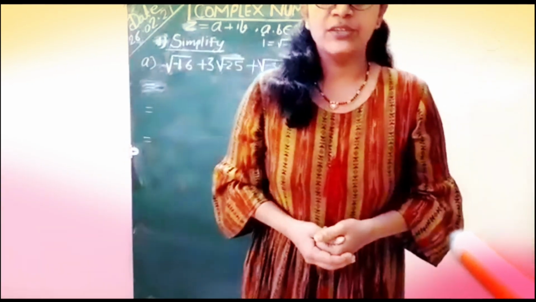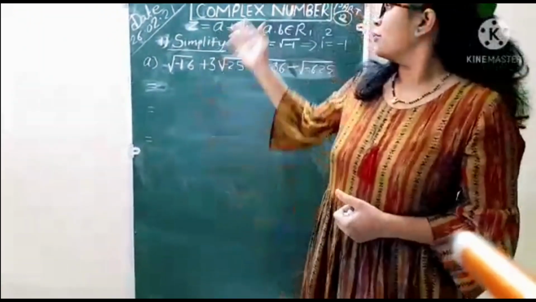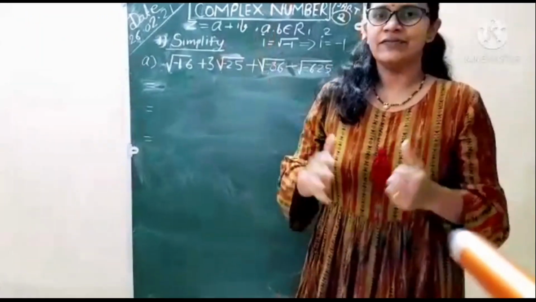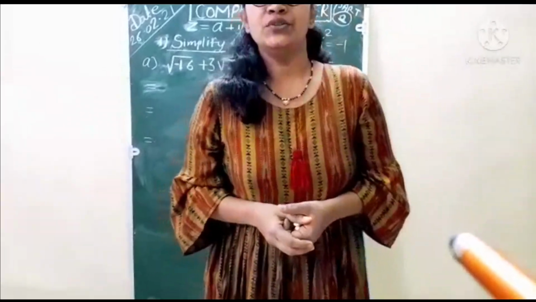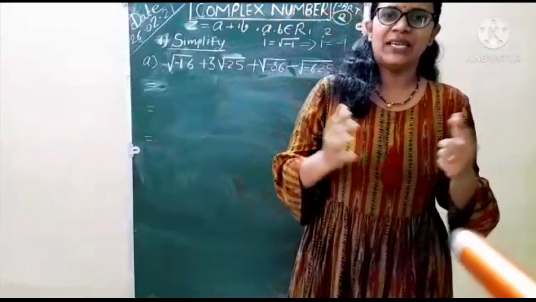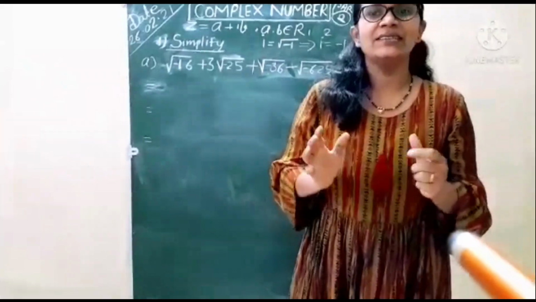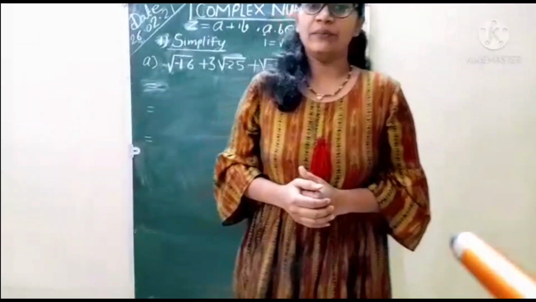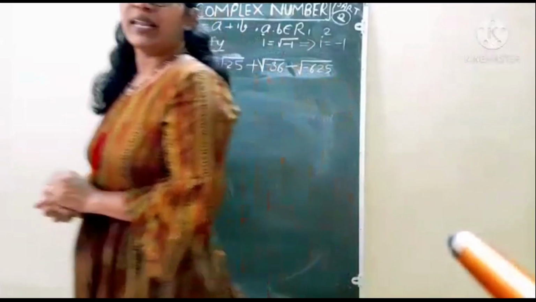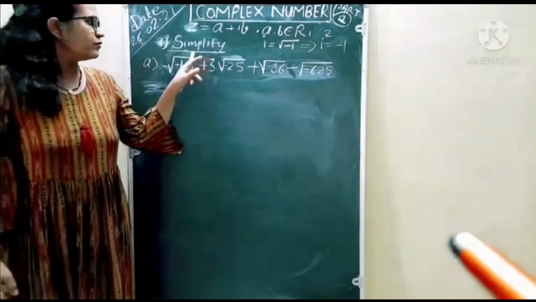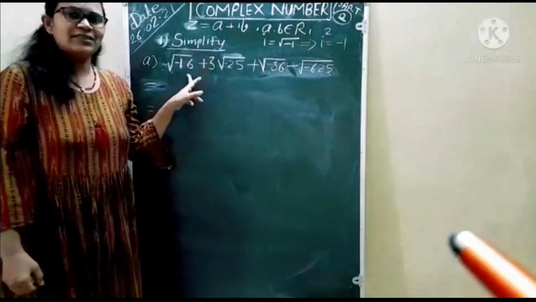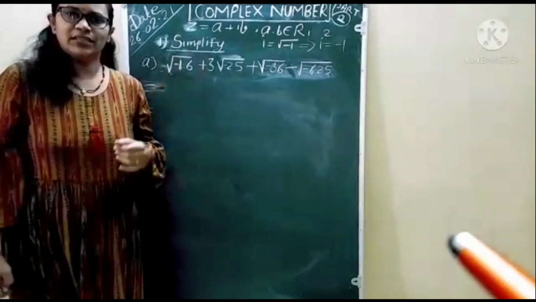Today I am going to continue the chapter complex number, exercise 1.1. In the earlier class I have already given the introduction. So today we have to see some examples based on exercise 1.1. You can see on our blackboard I have written one example, that is simplify. It is the first example from exercise 1.1. You can see it in your textbook.